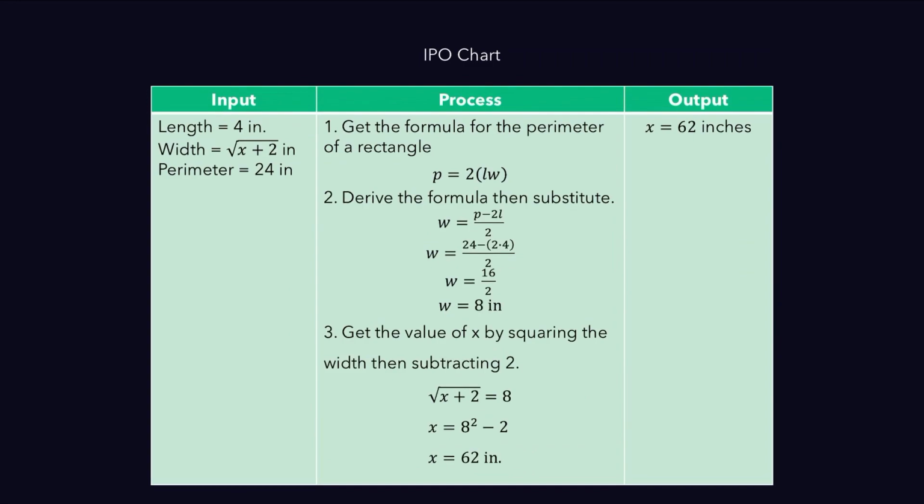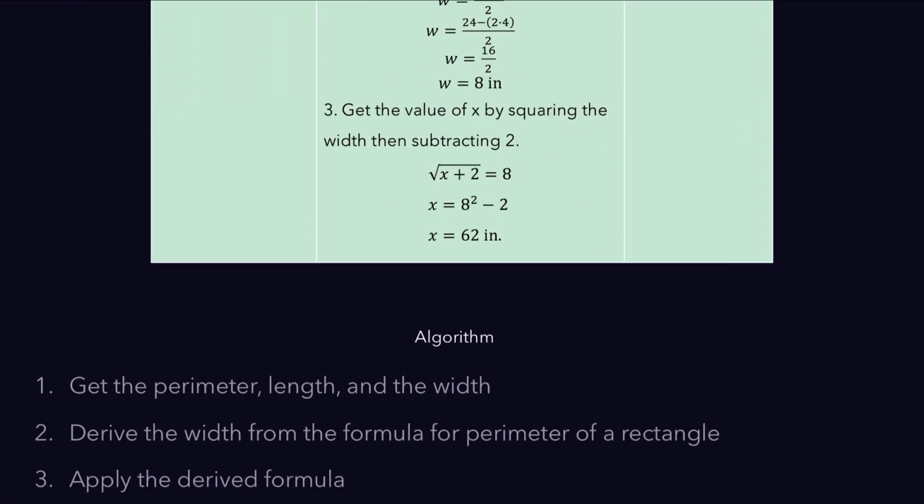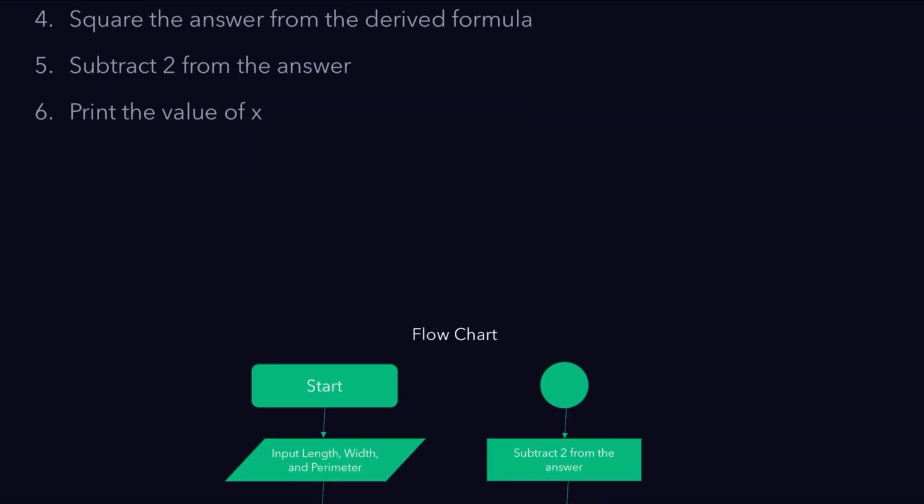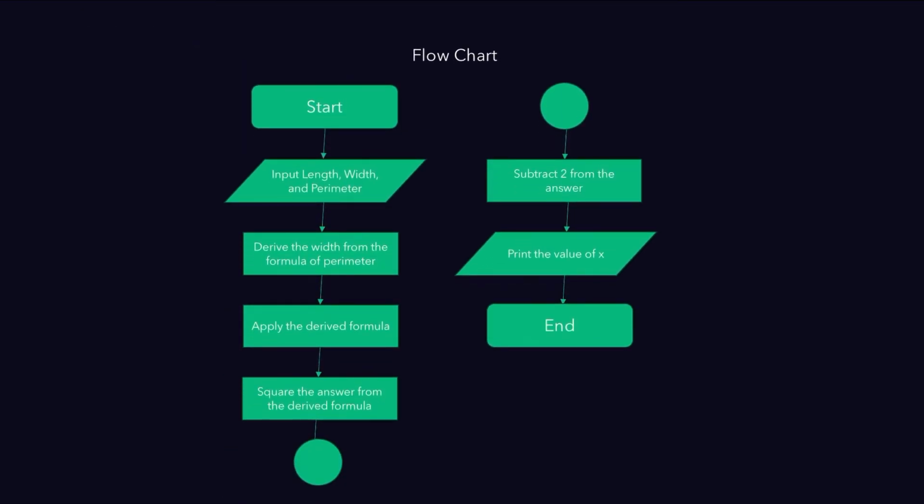Here, we have calculated that our width would be 8 inches. Since x is inside the square root, we are to square our width, which is 8. Then, since the radicand is x plus 2, we are to subtract 2. Hence, the value of x would be 62 inches. And here is our algorithm for this problem. Then here's the flowchart for this problem.